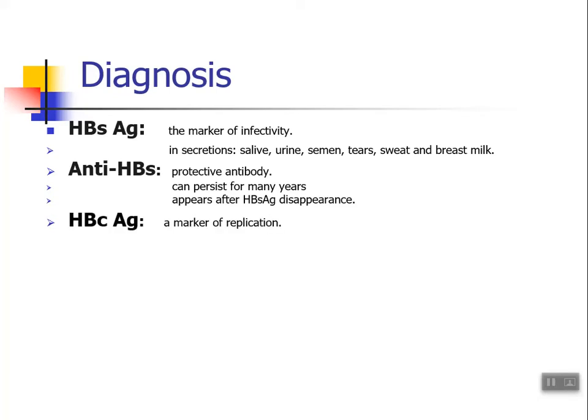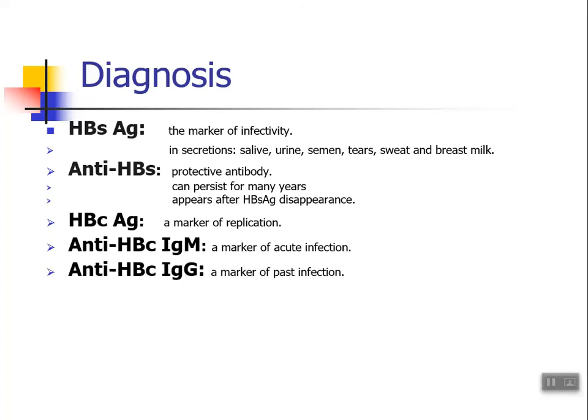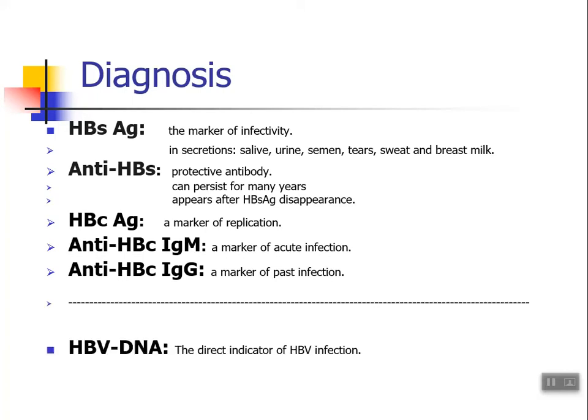Hepatitis B core antigen is the marker of replication. Hepatitis B core antibody IgM is the marker of acute infection, while hepatitis B core antibody IgG is the marker of past infection. Hepatitis B virus DNA is a direct indicator of hepatitis B infection. It can integrate itself into the genome of the hepatocyte. So, hepatitis B virus may cause hepatocellular carcinoma early without passing through cirrhosis.